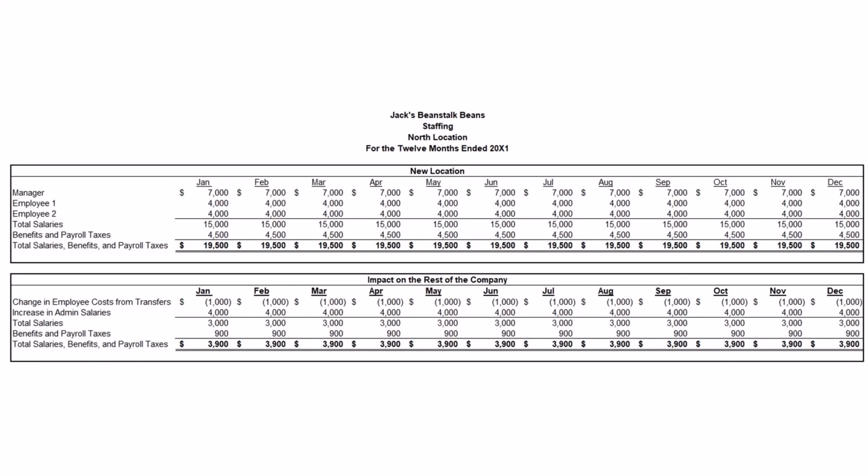The new location is very leanly staffed with a manager and 2 employees. The store doesn't open until April, but the employees start in January. This is an example of costs that start well before the revenue of the store.